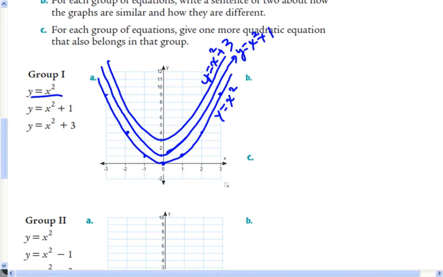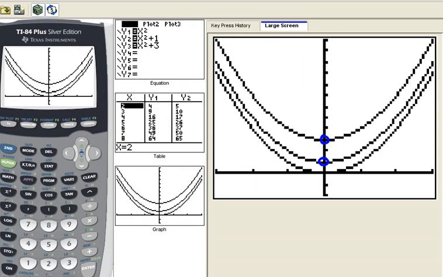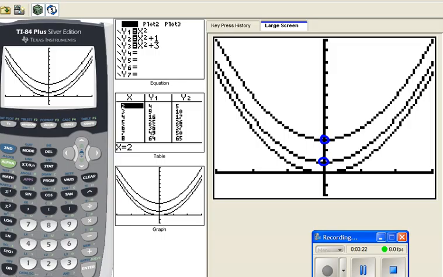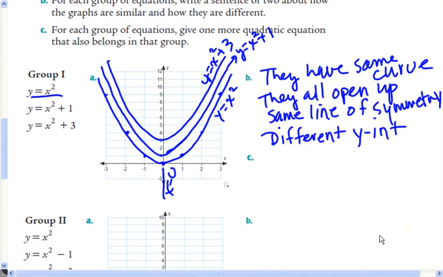One thing you probably notice is they're all curved about the same. So they all have the same curve. They all open up. In other words, they have a minimum. They all have the same line of symmetry, and the line of symmetry is x equals 0. And pretty much the only difference is that the y-intercepts are different, or the vertex is in different places, however you want to say that. So those are all the things that they have the same and different.